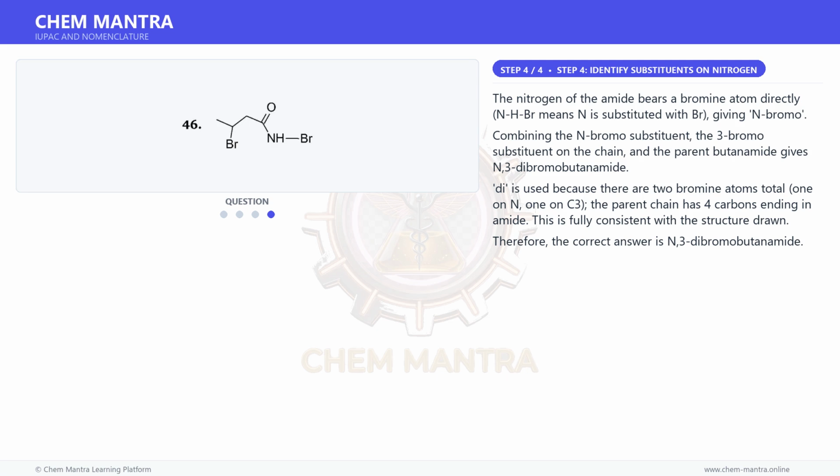Combining the N-bromo substituent, the 3-bromo substituent on the chain, and the parent butanamide gives N,3-dibromobutanamide. Di is used because there are 2 bromine atoms total, 1 on N, 1 on C3. The parent chain has 4 carbons ending in amide. This is fully consistent with the structure drawn.